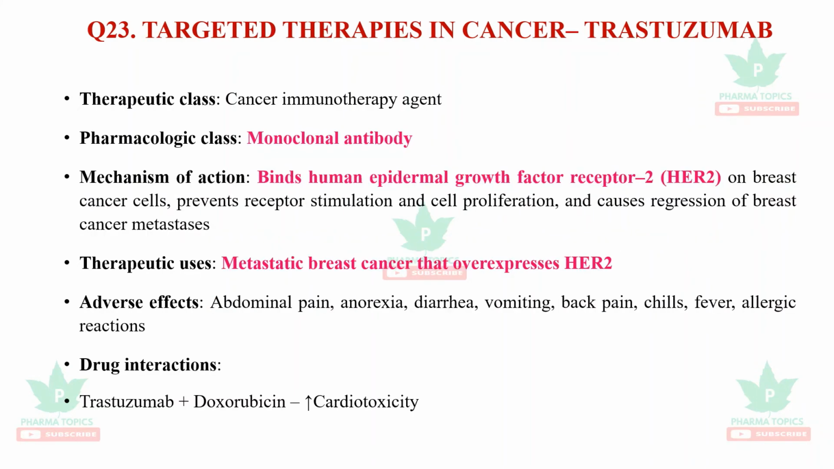Question number 23 is trastuzumab. It is a monoclonal antibody specific against human epidermal growth factor receptor 2, or HER2, in breast cancer, used for treatment of metastatic breast cancer that overexpresses HER2. The adverse effects include abdominal pain, anorexia, diarrhea, allergic reactions. Trastuzumab, when combined with doxorubicin, increases the cardiotoxicity.